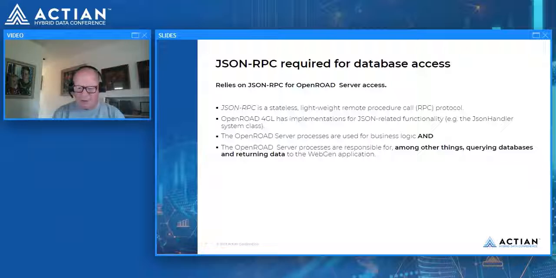to get access to data from a database, you have to go through an OpenROAD server. And to get to the OpenROAD server, you need to use a system class we've introduced, not only in OpenROAD 4GL, but it's also been implemented in JavaScript: the Json Handler classes. There's Json Handler, there's Json Number, various system classes that are JSON specific. Those have been ported to JavaScript and are created using WebGen.